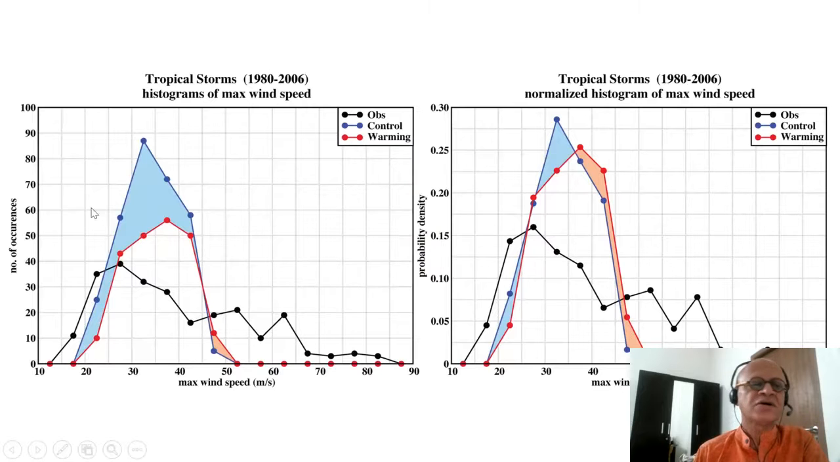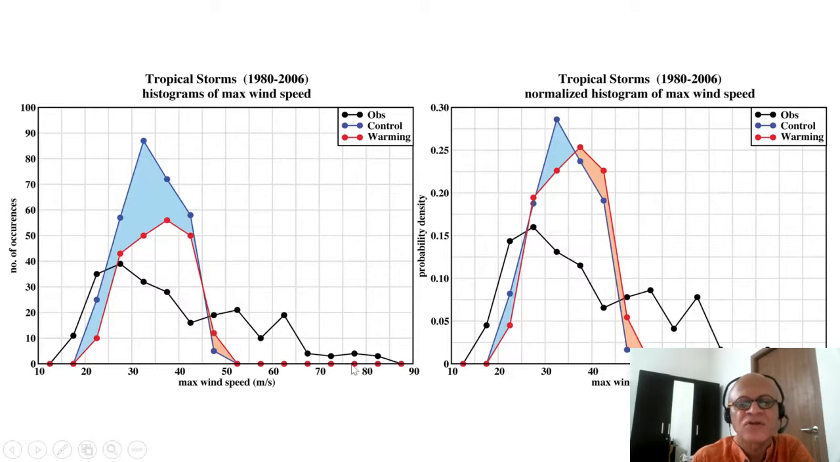Another figure here, looking at number of occurrences in terms of maximum wind speeds: observed, control and warming run. So you would hope that the control run will produce observed behavior, and then you can look at how warming would shift that distribution. And you can see that observed have maximum occurrences in this maximum wind speed range, but have a longer tail, whereas the control run and the warming run produce quite a different distribution of maximum wind speeds in terms of number of occurrences.